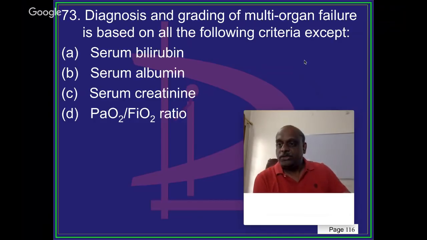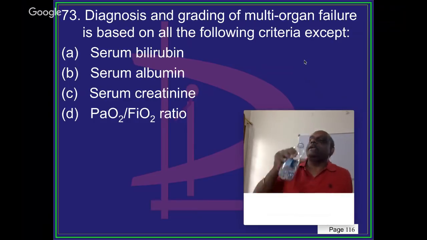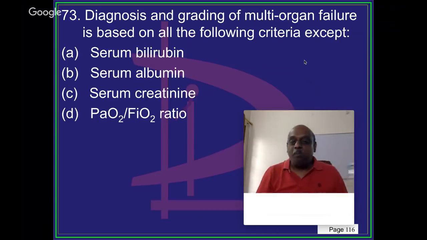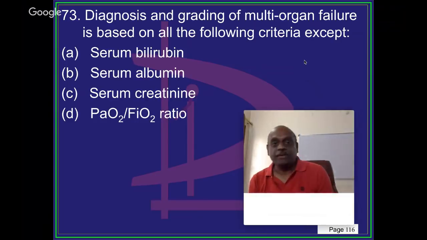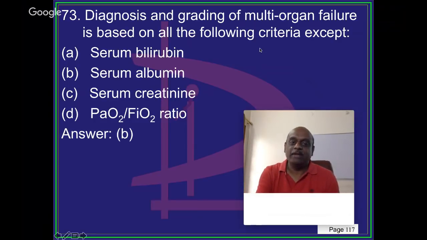Give your answer. Which of these is not used to define a multi-organ failure? Question number 73. Ravi says PaO2 by FiO2. Rocket trader thinks bilirubin and Don thinks albumin, right? If Don thinks so, we should accept. Don, DM cardiology. Serum bilirubin, creatinine, PaO2 by FiO2 are all included.